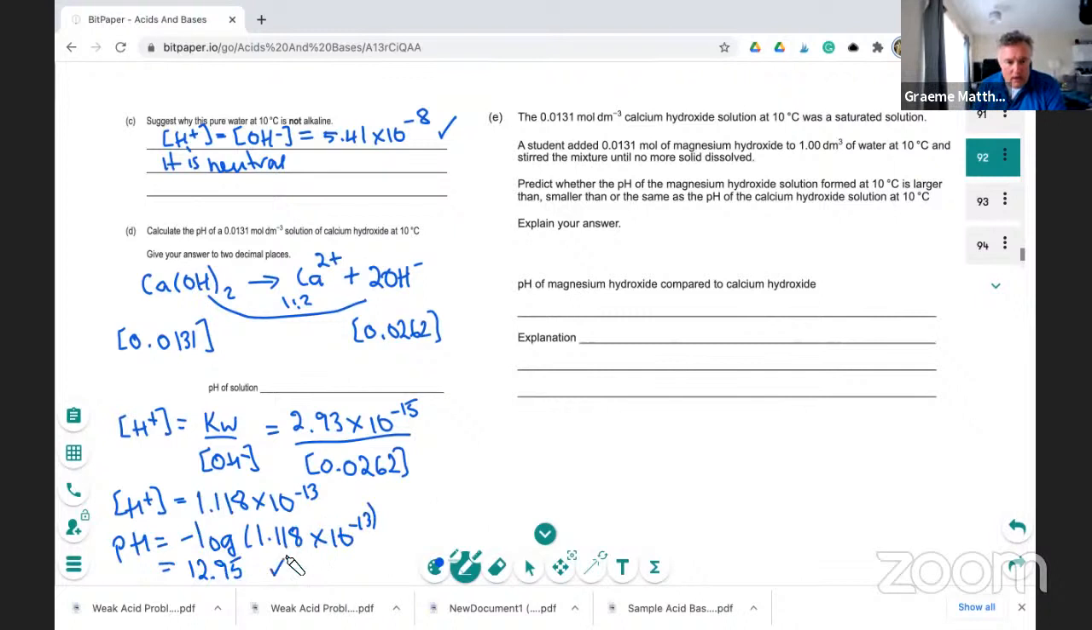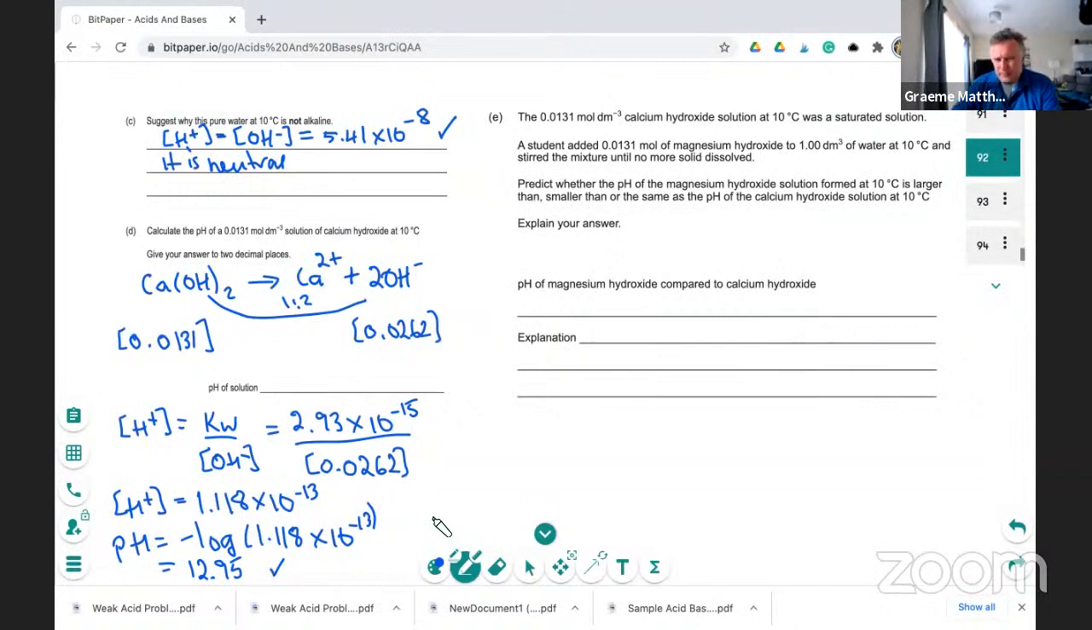Now, the reason I picked this one is because calcium hydroxide is a double hydroxide, a 1-to-2 ratio. They'll put one of these on the exam because they're hoping you don't see that, but also that Kw is temperature dependent. It's not 1 times 10 to the minus 14. It's 2.93 times 10 to the minus 15 at 10 degrees C.